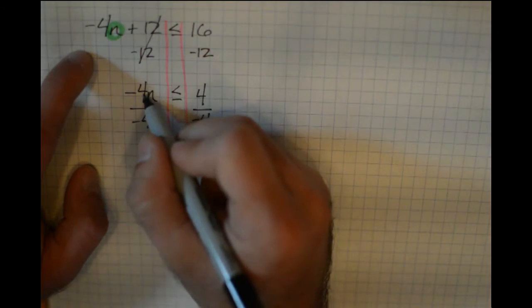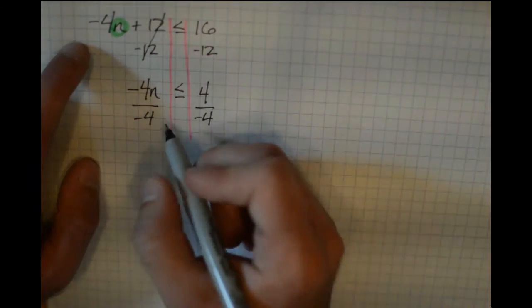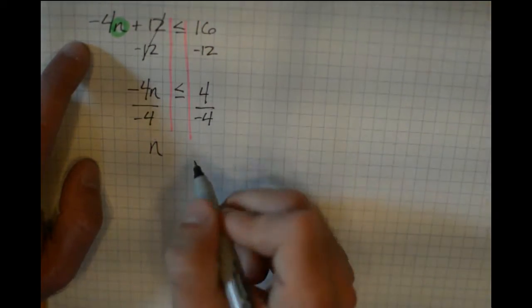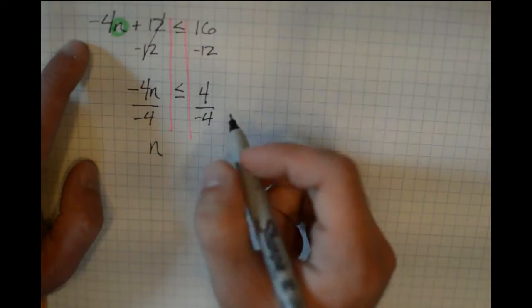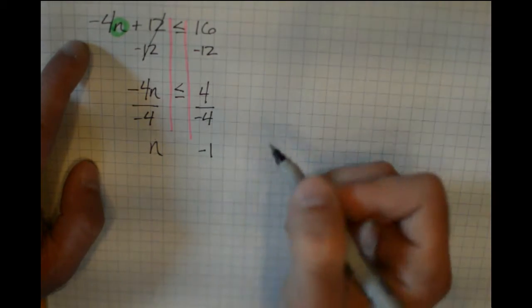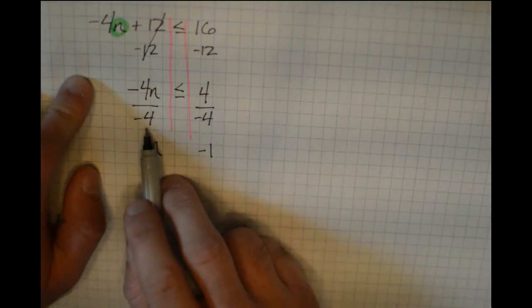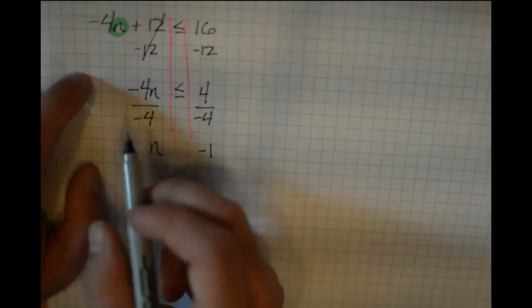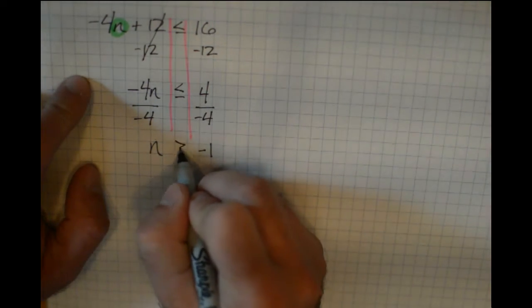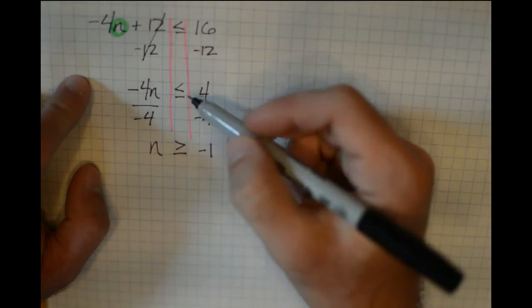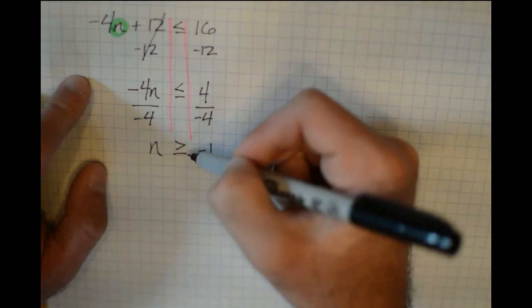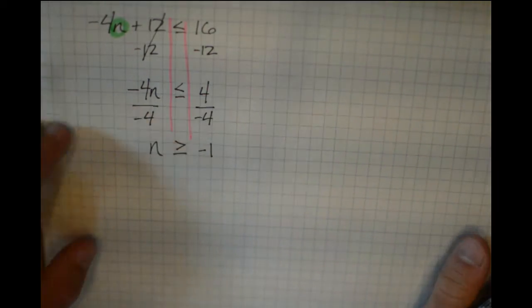That's going to give us -4 divided by -4 is just 1. So I just have 1n. On the right side, 4 divided by -4 is -1. And anytime you have divided by a negative or multiplied by a negative, you must flip that inequality sign. So it's going to change from a less than or equal to a greater than or equal to.